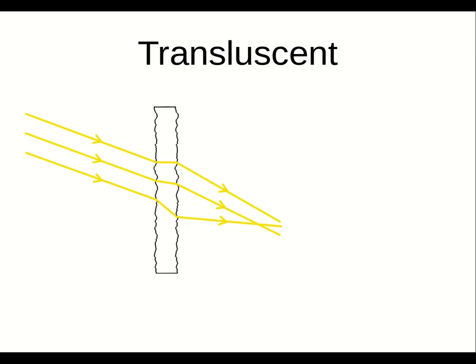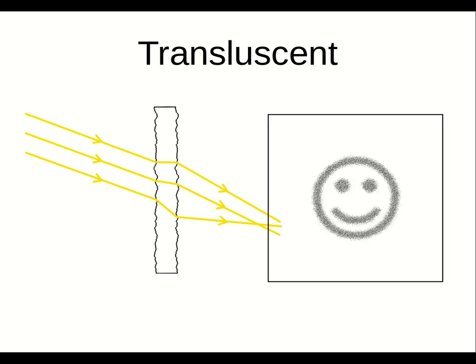And the last word is translucent. Translucent materials allow light to pass through, but because of the rough surface, scatter the light, and so you can't recognise what is behind it. The image is distorted and unrecognisable. When I look at an object through translucent material, it's fuzzy or blurred or strange shapes, and it's difficult to tell what it is.